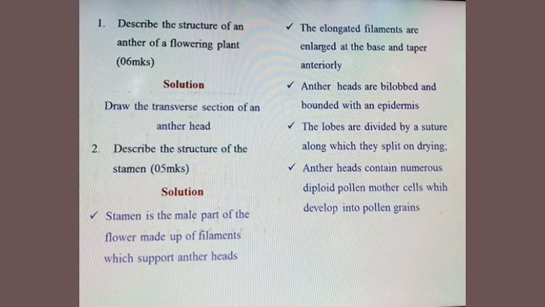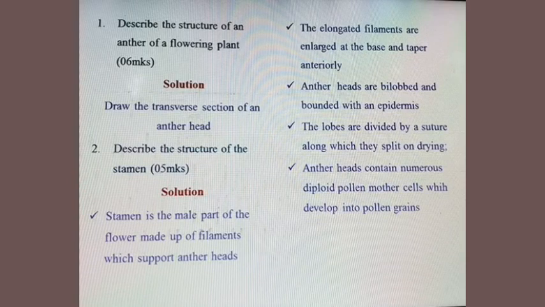The second question I would like us to look at is describe the structure of an anther of a flowering plant. Here the solution is just so simple. You go draw the transverse section of an anther head. We looked at it in one of our discussions. You just draw that, label it very well, use descriptive labeling, and you will have the answers marked.